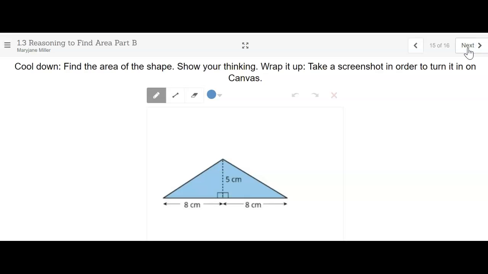This is your cool down. So now on this slide, I want you to show your thinking. How could you cut this shape and rearrange it into a shape that is a friendly shape, or a shape where you know how to find the area of the shape? So go ahead and find the area of the shape by doing that, decomposing, rearranging, and then this is what you're going to turn in on Canvas.